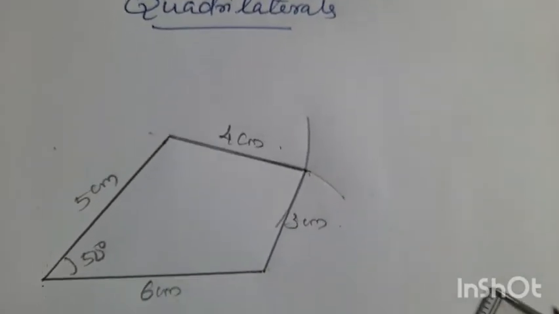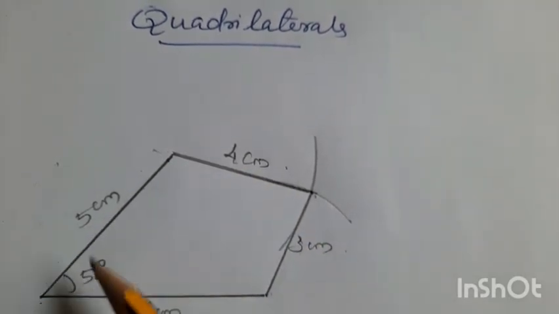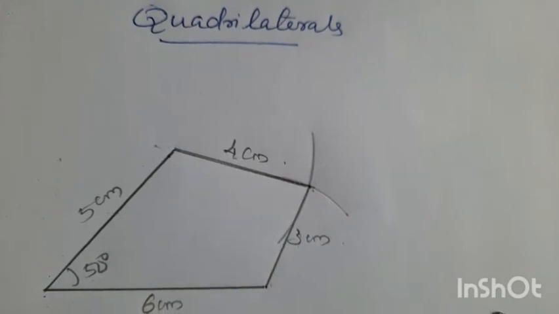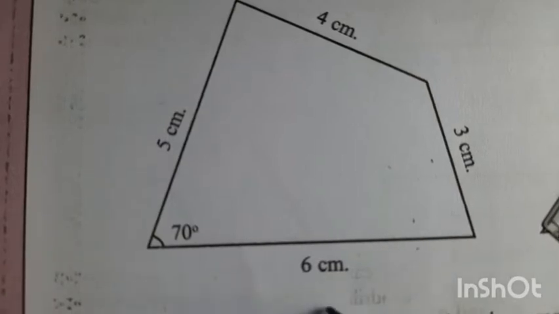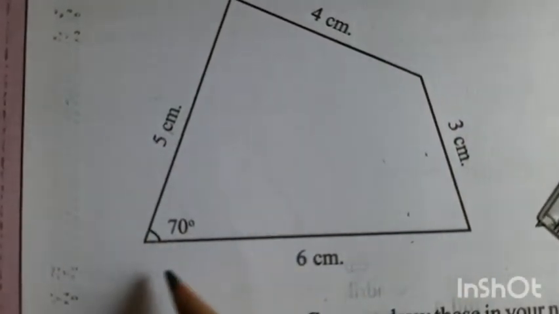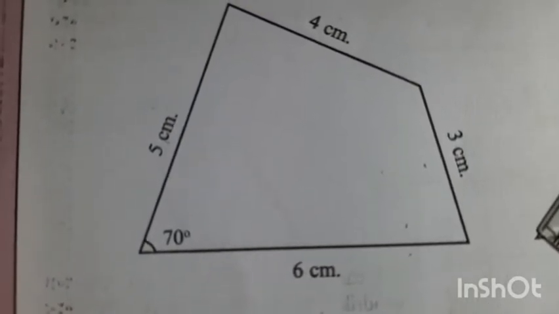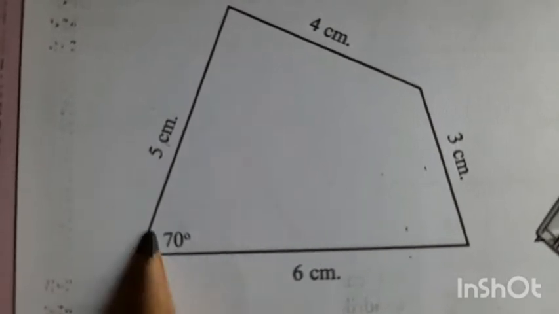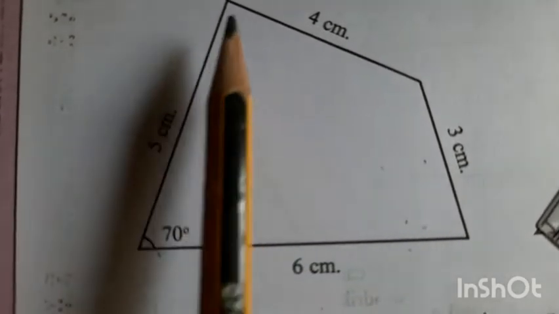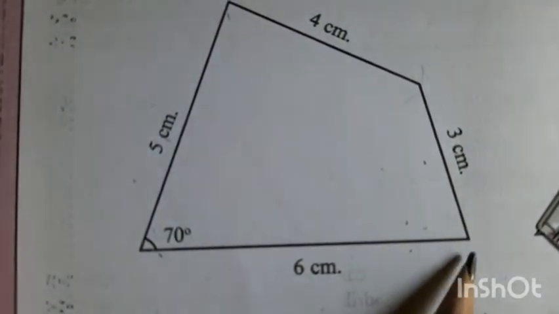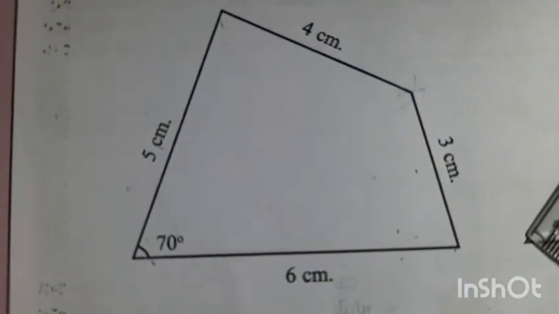So we got the quadrilateral with the four sides 6, 3, 4 and 5 centimeter, with the angle between 6 and 5 being 50 degree. Now using the same measurements 6 centimeter, 3, 4 and 5 centimeter, but changing the angle to 70 degree, draw the quadrilateral. Do it as homework. Draw 6 centimeter, take angle 70 degree and draw a line of 5 centimeter. From this point draw an arc of 4 centimeter. From here draw an arc of 3 centimeter. Then you have to join it. Do it as homework.